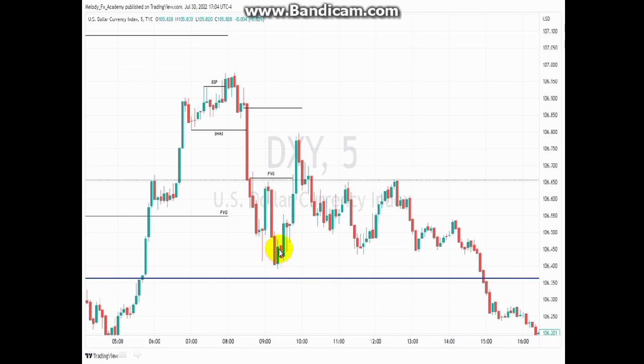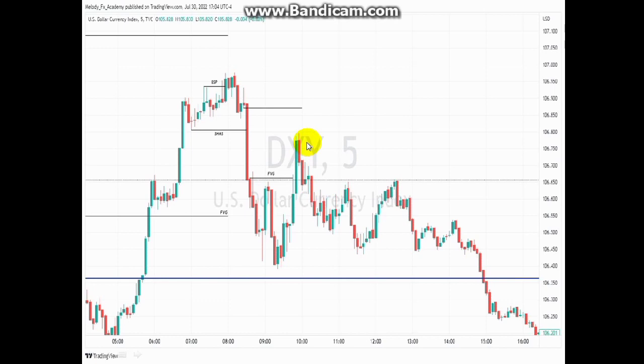Although there are some situations, some times where I have to take a different approach to my entry. But I'm going to share one with us right now. So as soon as price trades into this fair value gap, I'll go to my lower time frame.